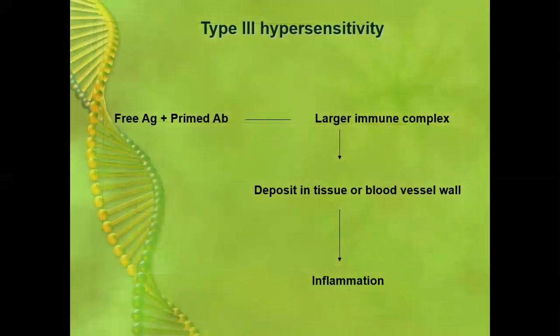Next, type 3 hypersensitivity reaction. In type 3 hypersensitivity reaction, upon antigenic stimulus, the antibody is released in the host cell and it forms a large immune complex, and this causes deposits in tissue or blood vessel walls, and that leads to inflammation.